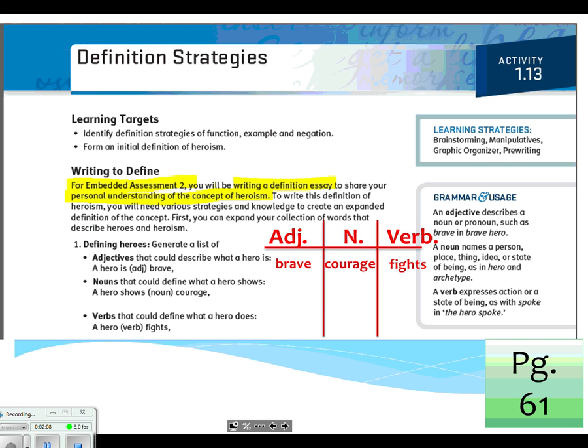I want you to take about a minute and with a partner or your family, generate as many adjectives, nouns, and verbs that you think qualify into the status of a hero as you can. Go ahead.